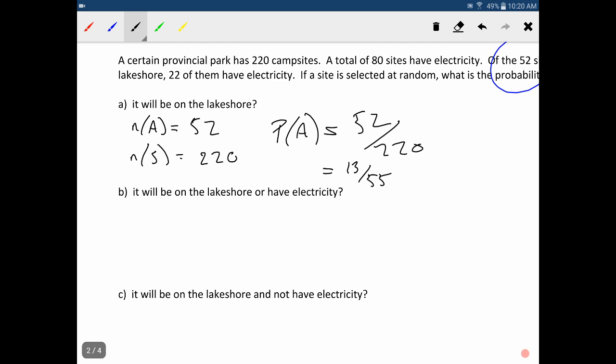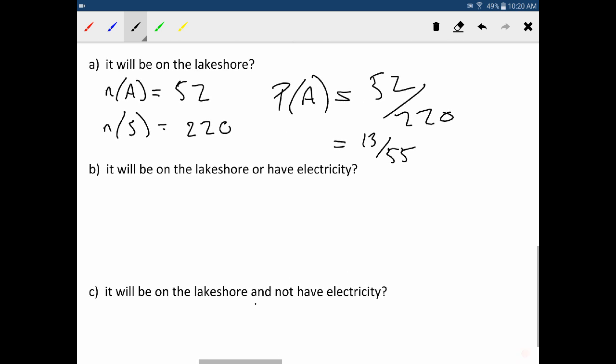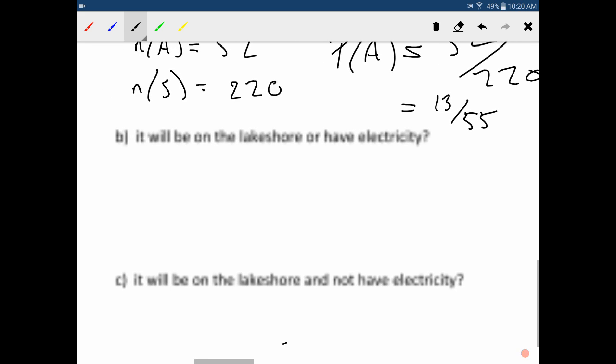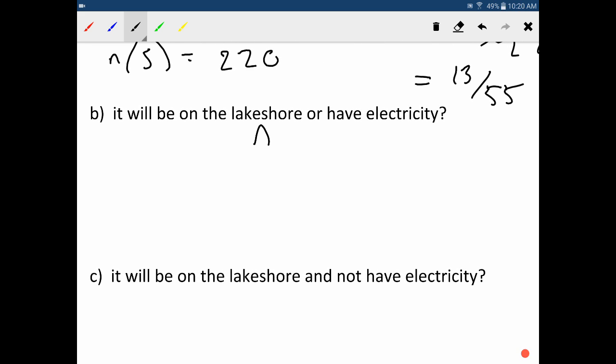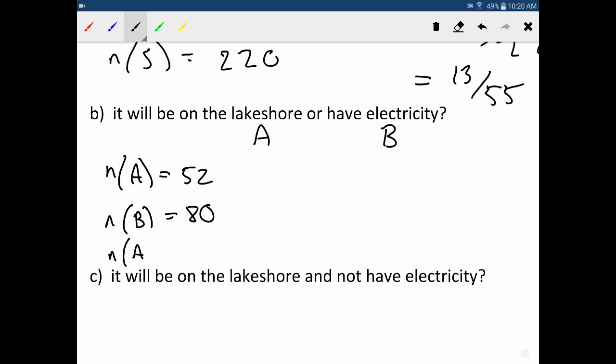So what is the probability it will be on the lake shore or have electricity? We'll call this one A, and we'll call this one B. So what are the number of ways that it can be on the lake shore? Well, that was 52. And then we say, what are the number of ways it can have electricity? And that was 80. There were 80 that had electricity. And then we have to say, how many ways can we have it on the lake shore and it has electricity? So that is going to be 22.